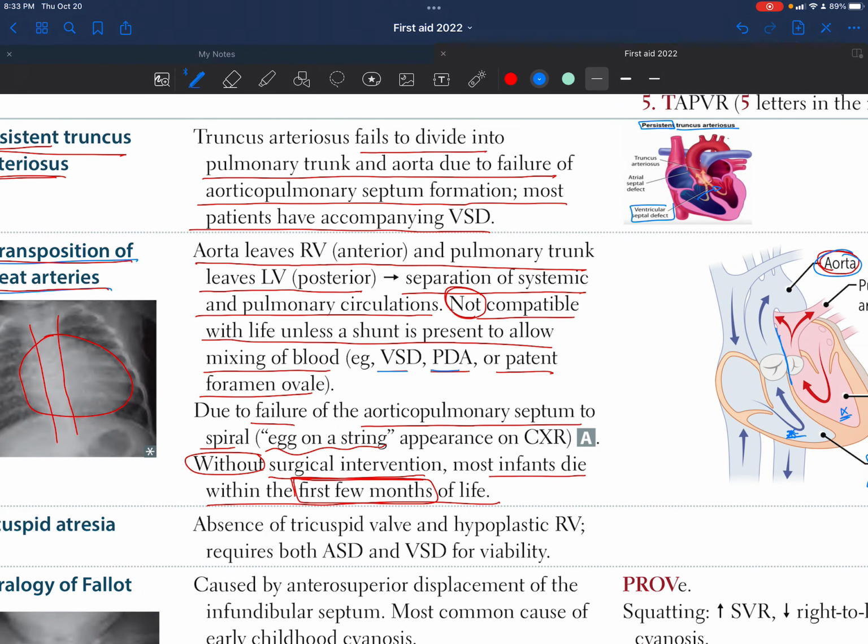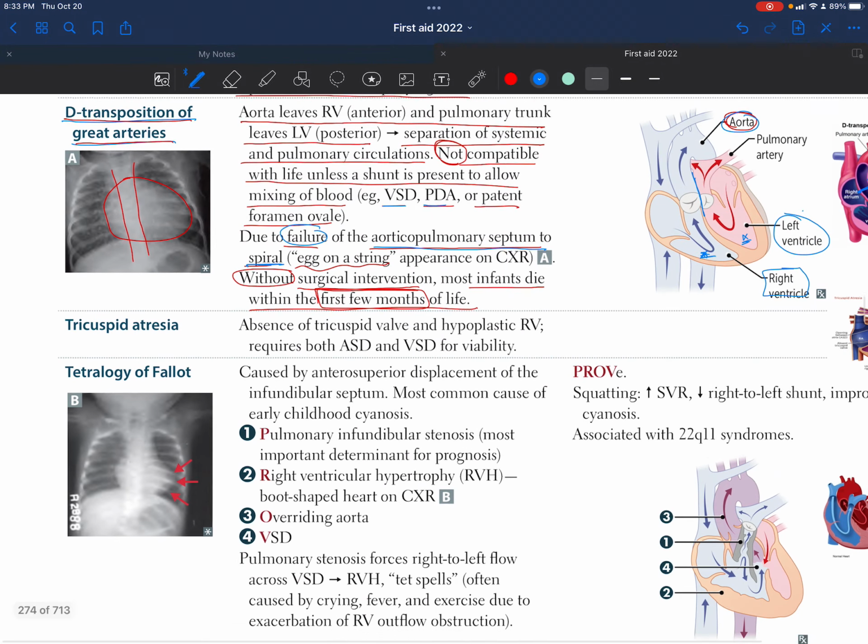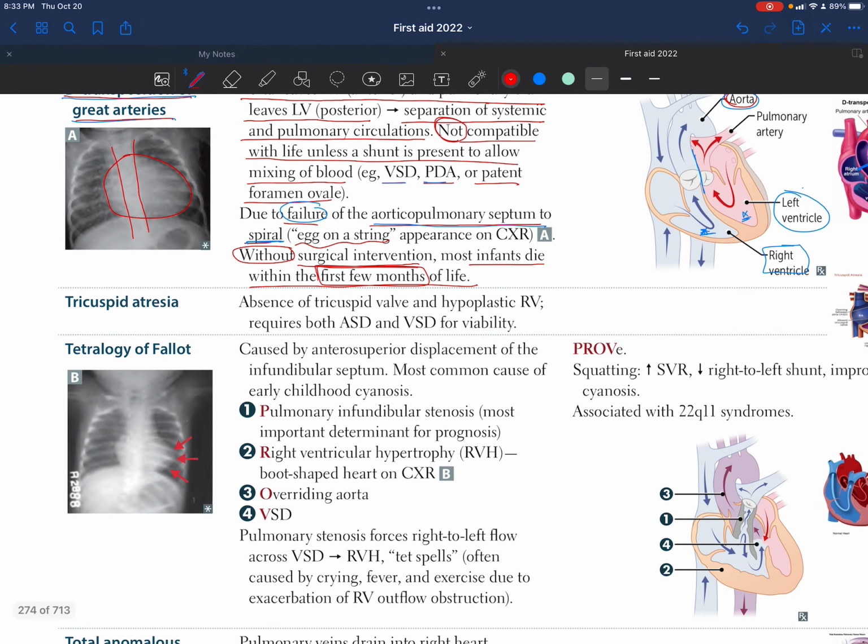The reason is, as we said, the failure of the aorticopulmonary septum to spiral, so it cannot go into the normal development. It's spiraling. Okay, so without surgical intervention, most infants die within the first few months of life, and it makes sense. For the third disease, that is the tricuspid atresia.